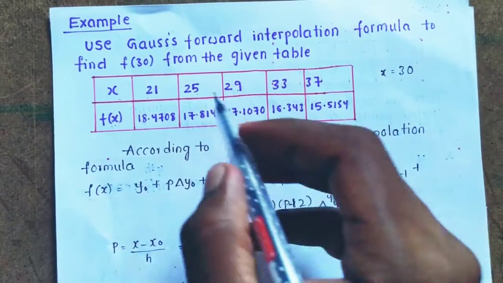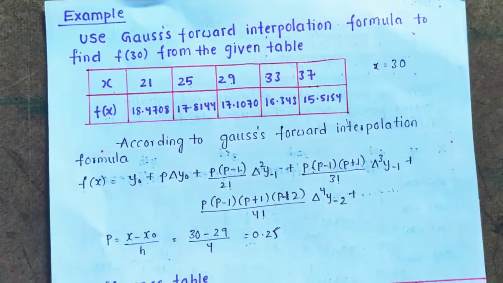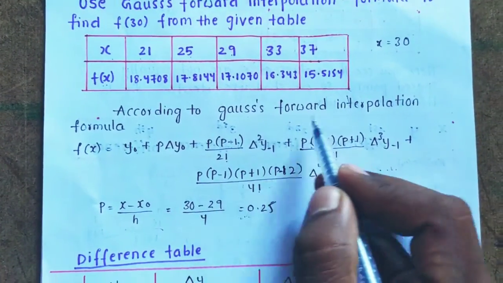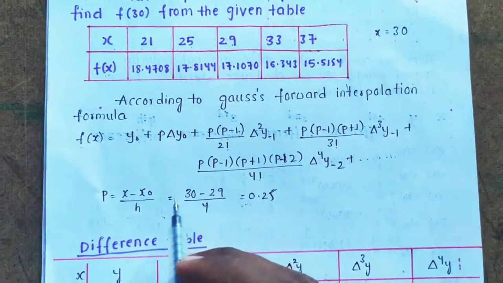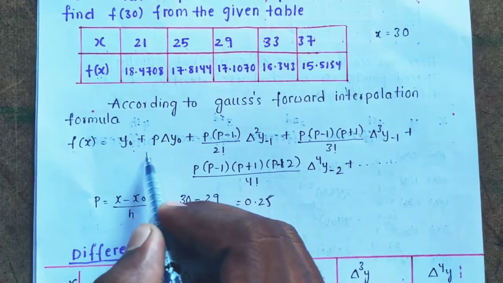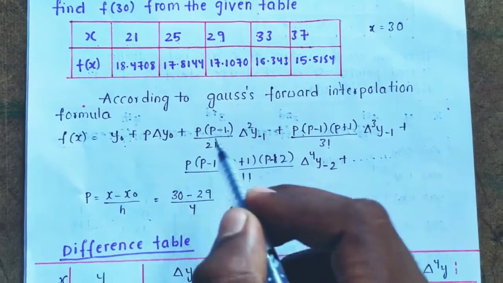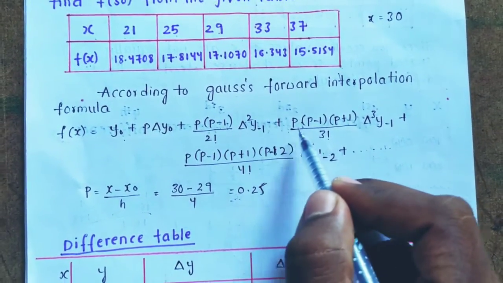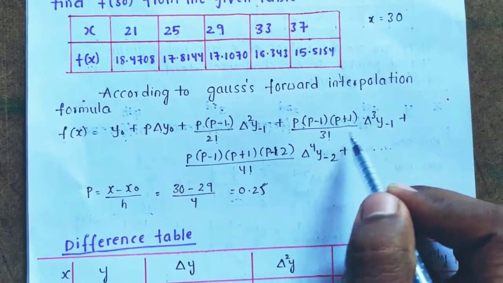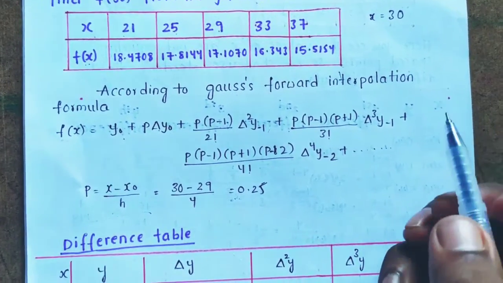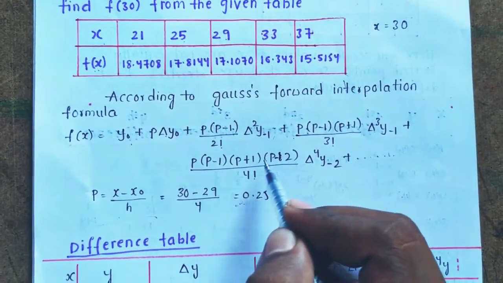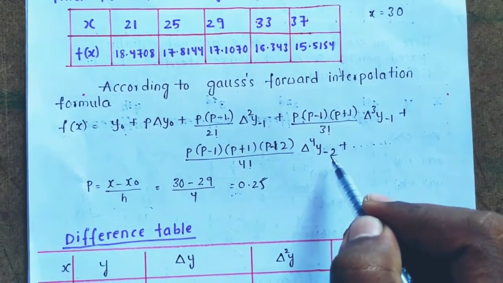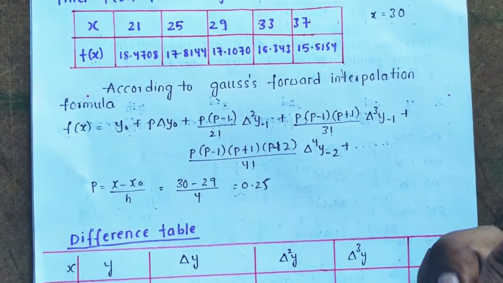Okay, let's see the formula for finding the unknown function by using Gauss forward interpolation. F of x is equal to y naught plus p into delta y naught plus p into p minus 1 by 2 factorial del square y minus 1 plus p into p minus 1 into p plus 1 by 3 factorial del cube y minus 1 plus p into p minus 1 into p plus 1 into p minus 2 by 4 factorial into del power of 4 y minus 2, and so on.